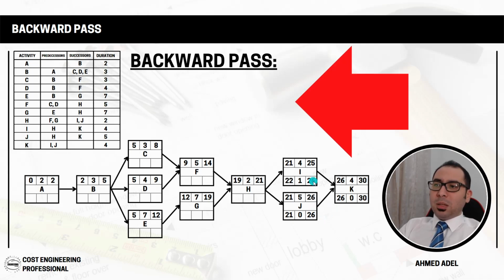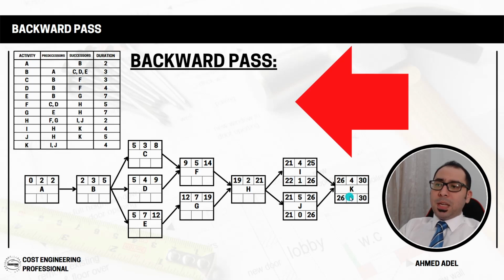And again, when I bring the 26 here and here, I'll just say 26 minus the duration. It will give me, this is the late finish now. Late finish minus duration will give me the late start. So 26 minus 5, that's 21. And 26 minus 4, that's 22.